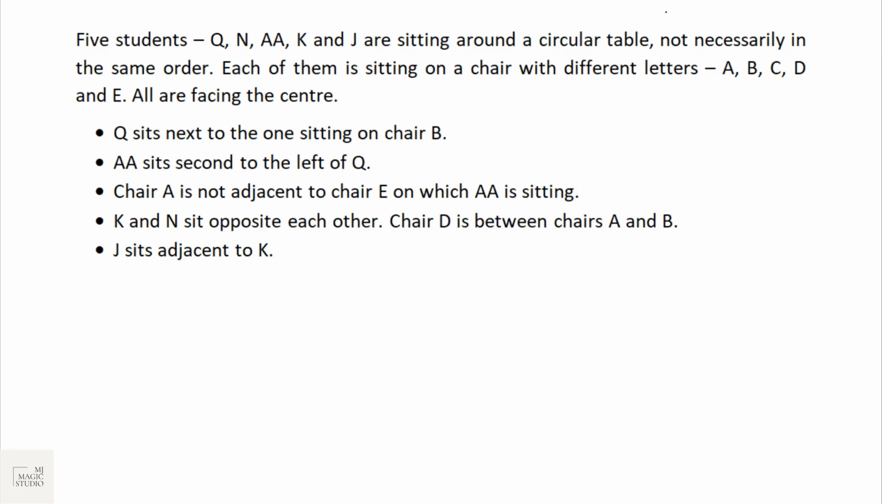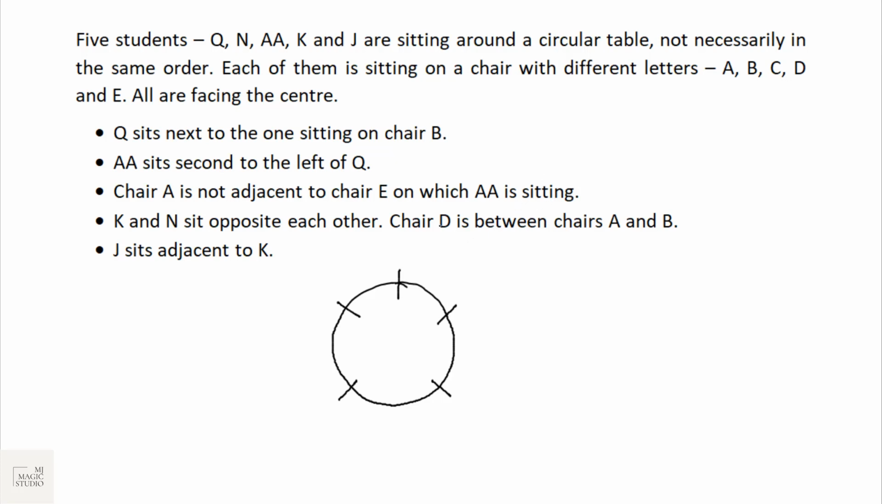So let's check out the solution. Five students Q, N, A, K and J are sitting around a circular table, not necessarily in the same order. So 1, 2, 3, 4, 5. Each of them is sitting on a chair with different letters A, B, C, D and E. All are facing the center.